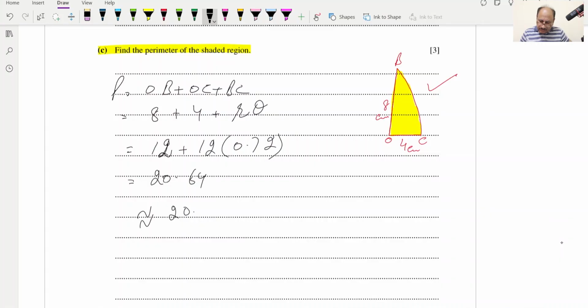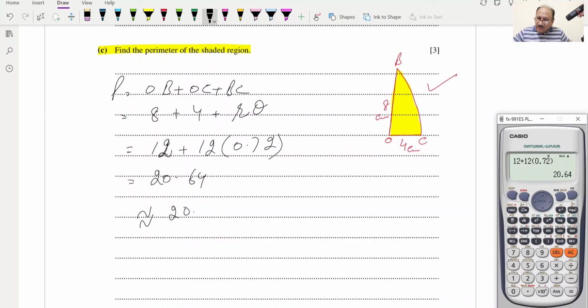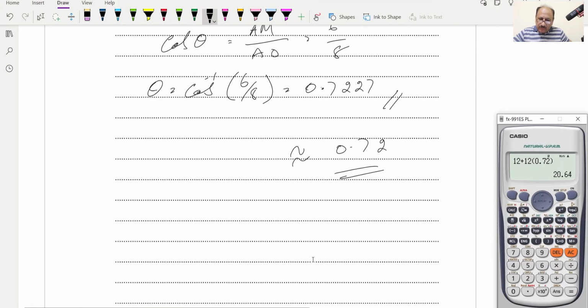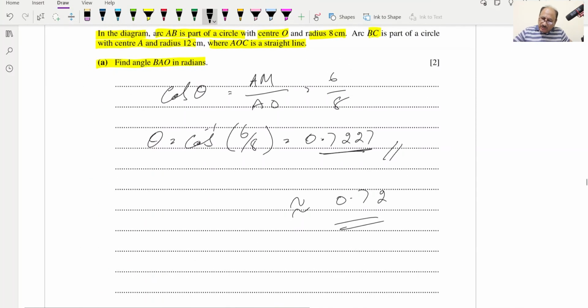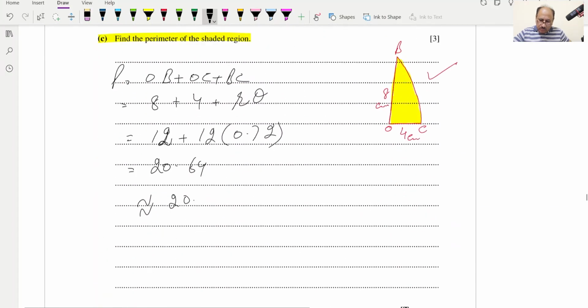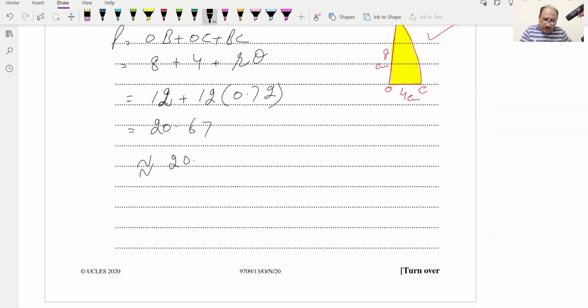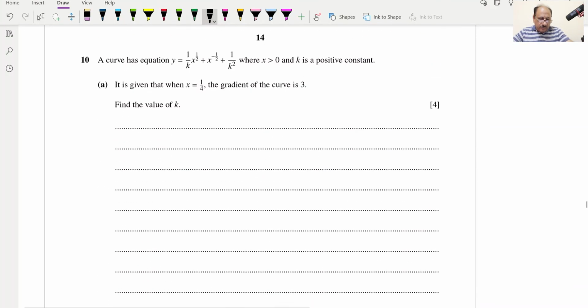20.64, or 20.6, or if we are using this value, θ is originally 0.77227. If we use this value 7227 over here, we will get 20.67. So I will write here 20.67, and we will get 20.7 as the rounded answer, and this is a 3 marks question which we are done.